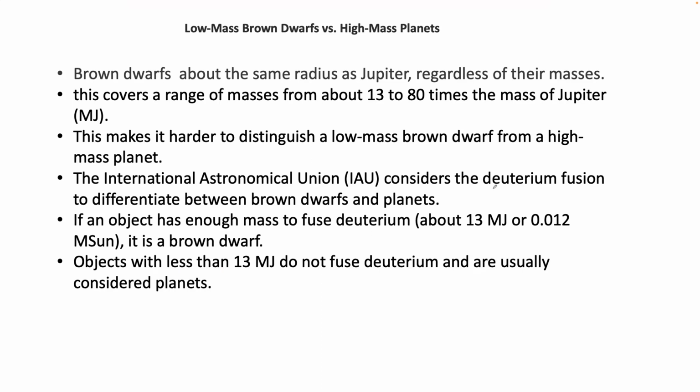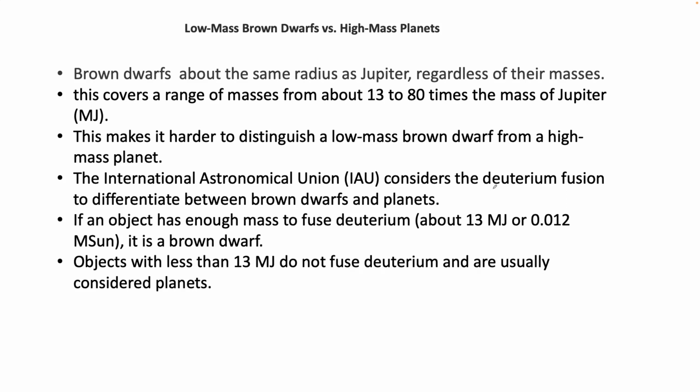Now, when you look at the brown dwarfs, some of them have about the same radius as Jupiter, as you saw, regardless of their mass. Brown dwarfs normally cover a mass range of about 13 to 80 times the mass of Jupiter, right? So their size is the same, but the mass range is huge. Now the problem is this makes it harder to distinguish low mass brown dwarfs from high mass planets because they have the same size.